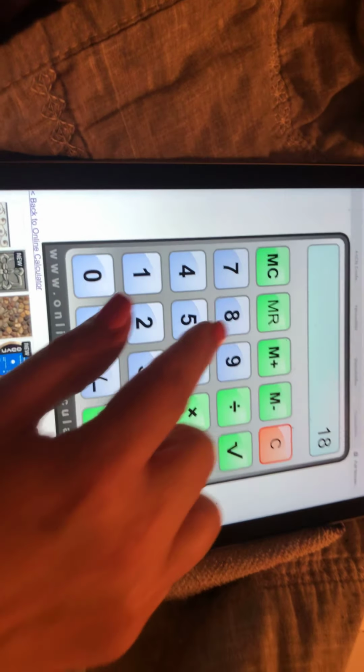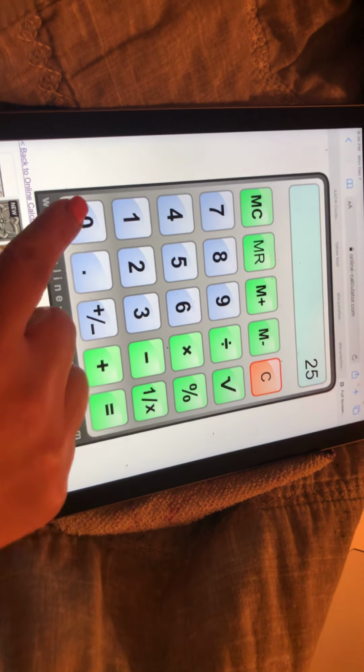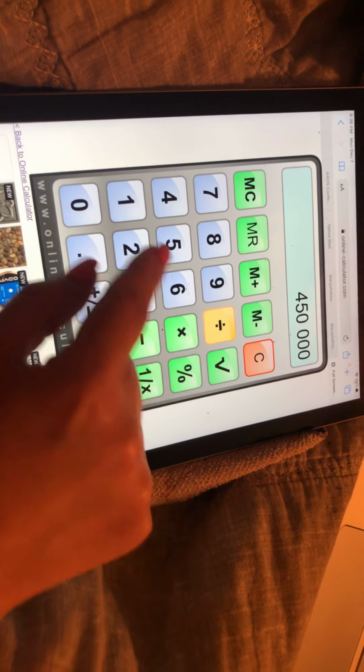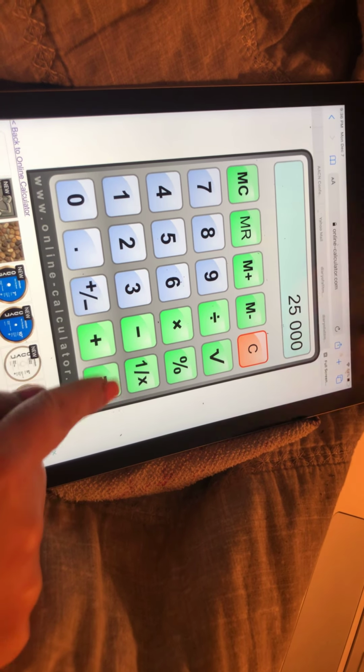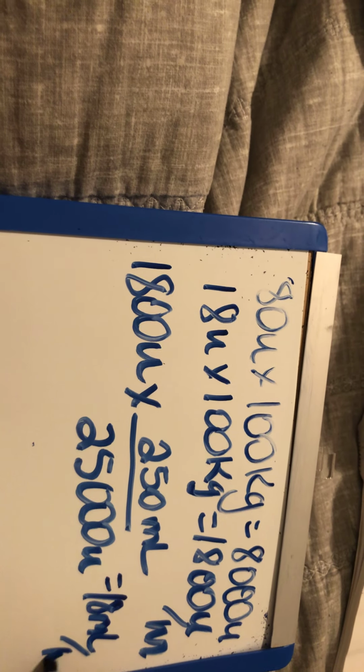So we have 1,800 times 250 equals 450,000 divided by 25,000. That's going to give us 18. So we have 18 milliliters per hour. So this is our units per hour, and 18 is our milliliters per hour.